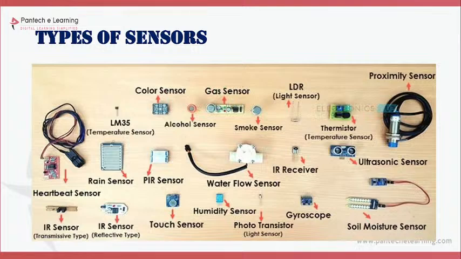Gas sensor is used to detect the gas which is present in a particular area. Smoke sensor is used to detect the smoke. Then the LDR sensor is nothing but a light sensor, it will detect the light. Thermistor is nothing but a temperature sensor. Then heartbeat sensor is used to sense the heartbeat. Rain sensor is used to detect the rain. PIR sensor is used to detect the person.